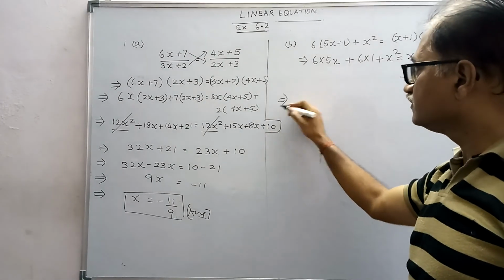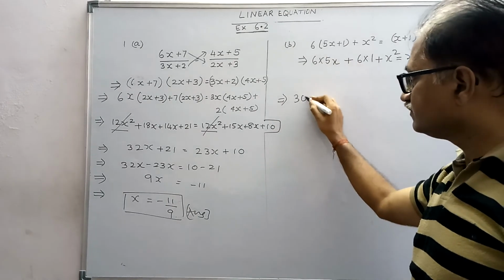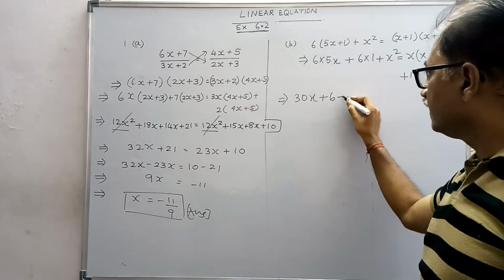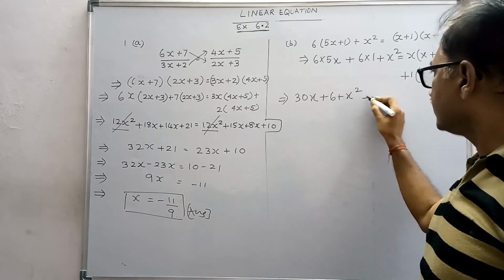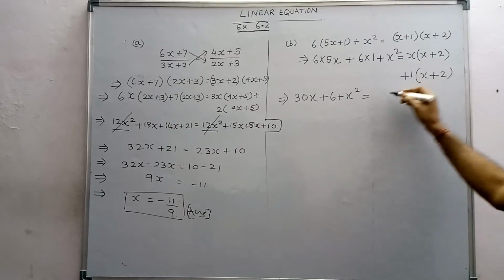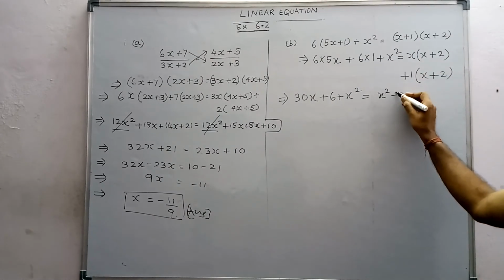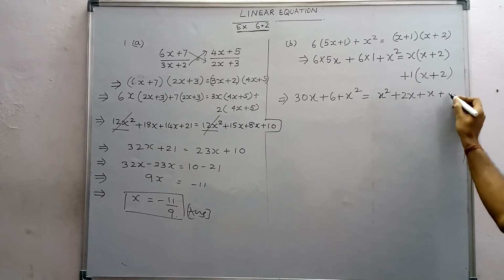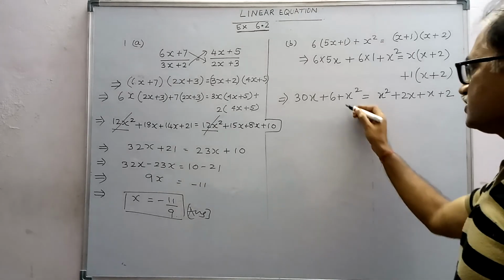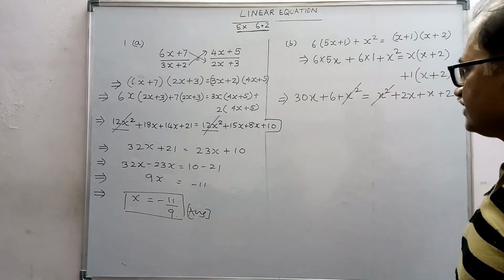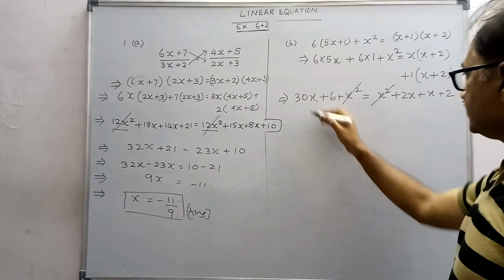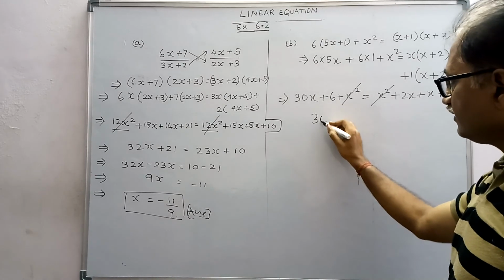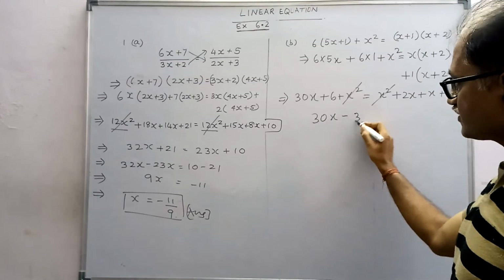This implies 6 fives are 30x. Here you see 6 into 1 is 6 plus x square. Other side you get x into x is x square, x into 2 is 2x, 1 into x is x, 1 into 2 is 2. You see here this is x square and this is also x square, so x square will be cancelled. Now you see 30x and this 2x plus 1x, that is 3x. So this is going to give you 30x minus 3x.